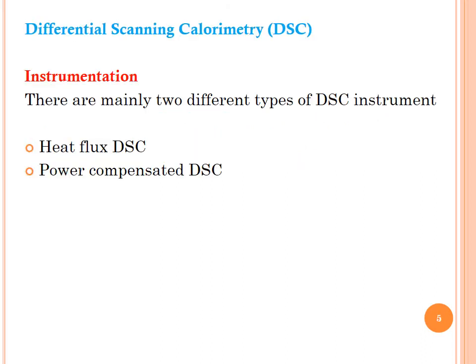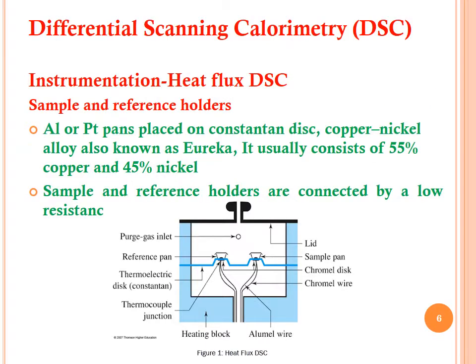Let's discuss the instrumentation of DSC. There are mainly two different types of DSC instruments: heat flux DSC and power compensated DSC. Let's first look at the instrumentation of heat flux DSC. This is a block diagram for DSC operation: the DSC heat flux apparatus, with sample and reference holders. These are the parts of this heat flux DSC instrument.